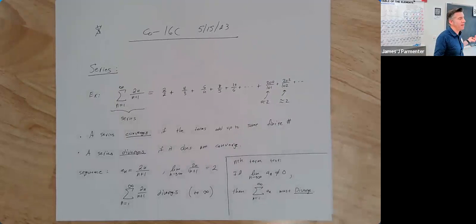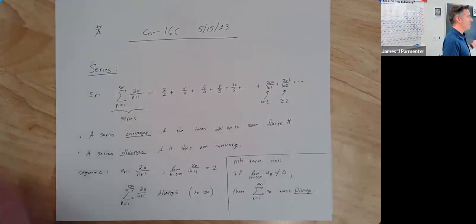So if the sequence doesn't converge to 0, then, and I really should use this phrasing, if the limit of the sequence is not 0, then the series diverges.